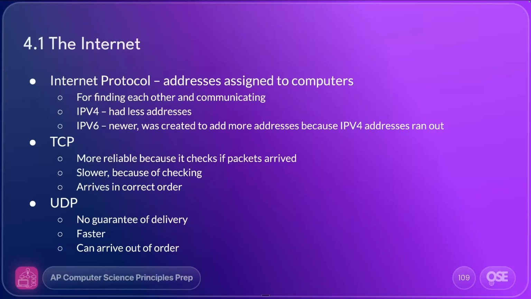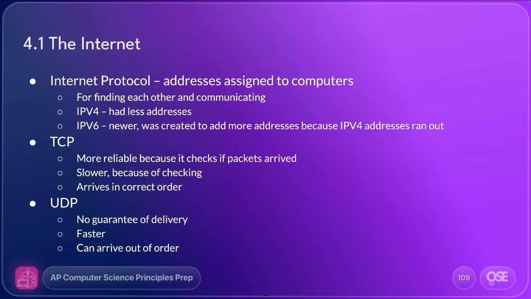Next, you have to know about two protocols, TCP and UDP. They're used for transferring data on the internet. TCP is more reliable because it checks if the packets have arrived. So it sends a packet and then goes, oh, has this packet arrived or not? If it has not, it sends it again. UDP, on the other hand, does not guarantee this delivery. It sends it and forgets about it.